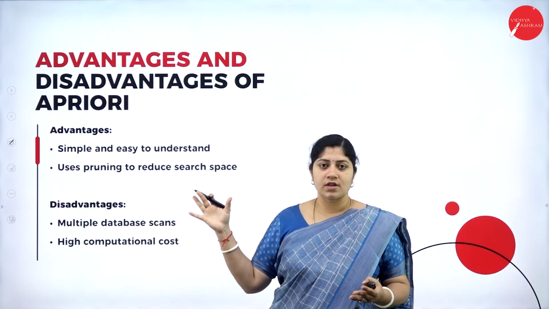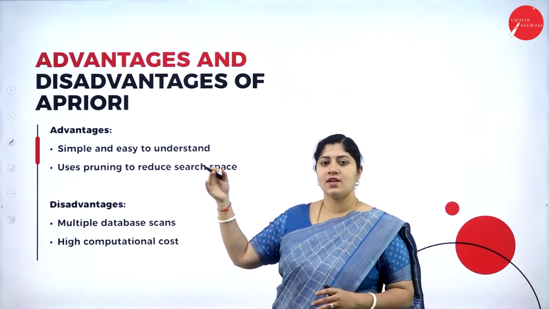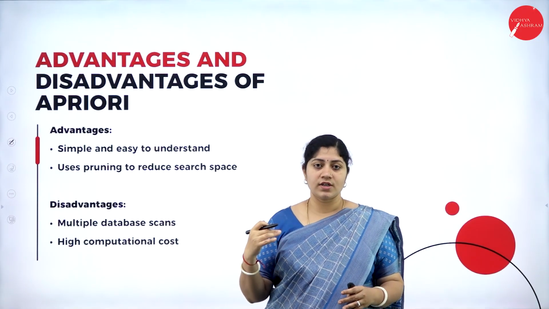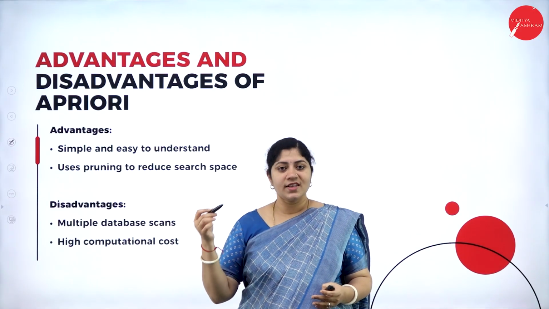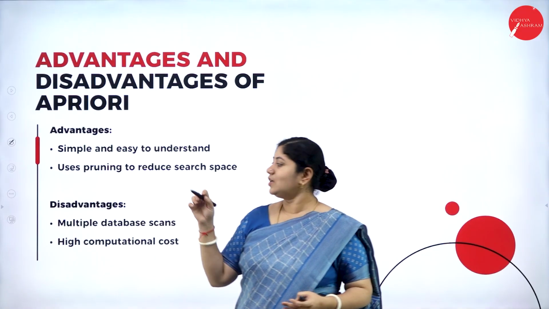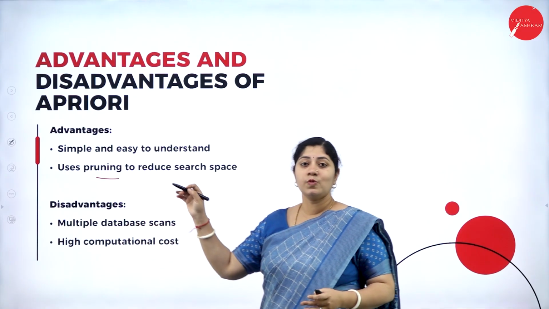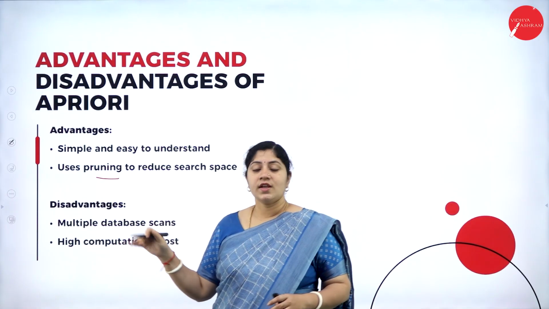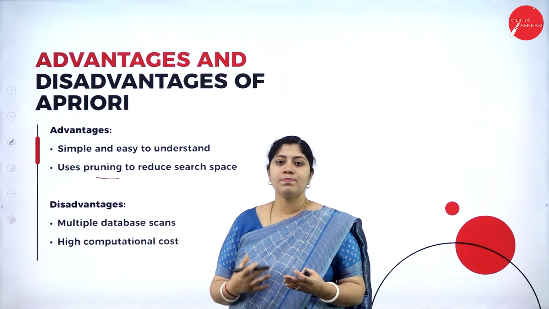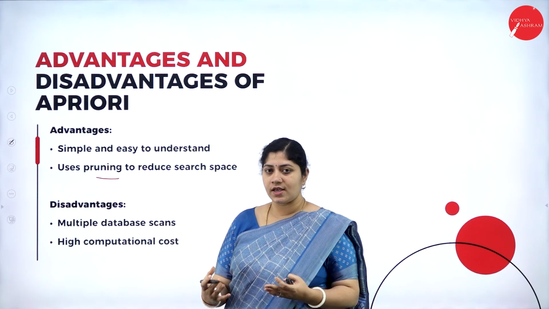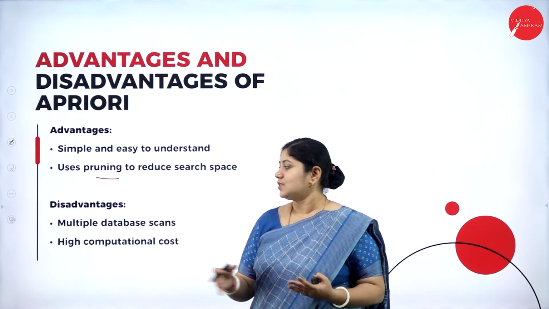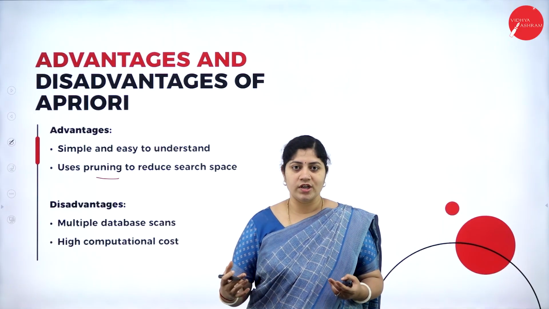Okay, so these are the 4 different steps. Thus we can say that this Apriori algorithm is simple and easy to understand. And the main thing, it uses pruning or eliminating to remove the unwanted search spaces. The disadvantage is it has to scan multiple databases or data sets. Then the computational cost to scan is very high. Thus, these two form the disadvantages.